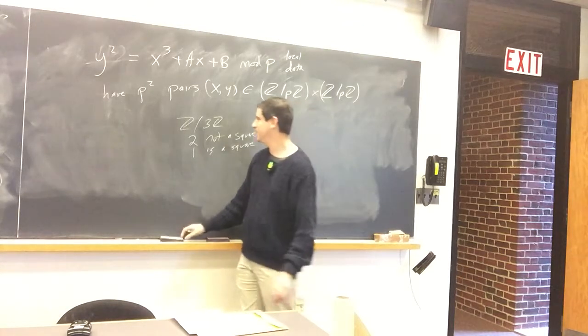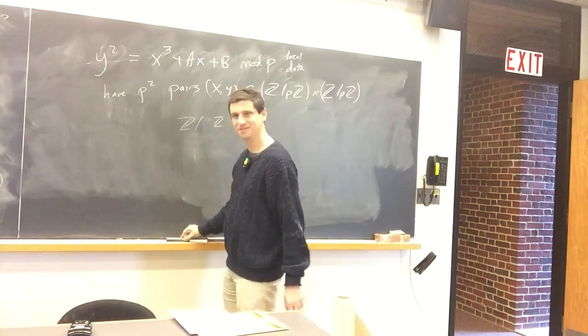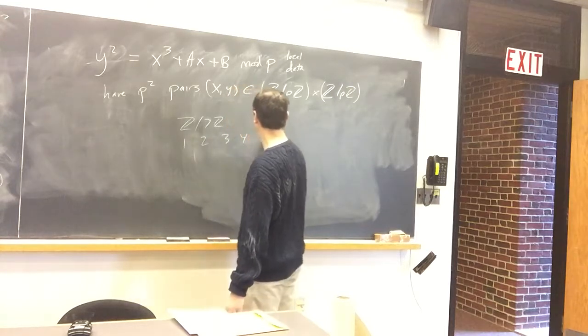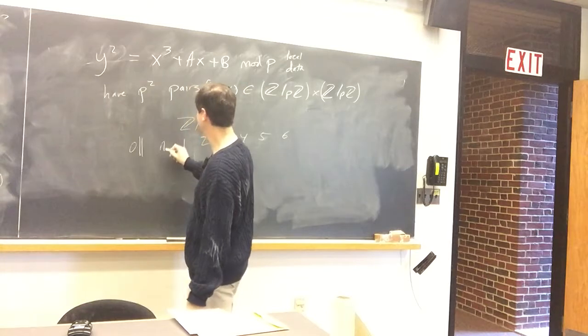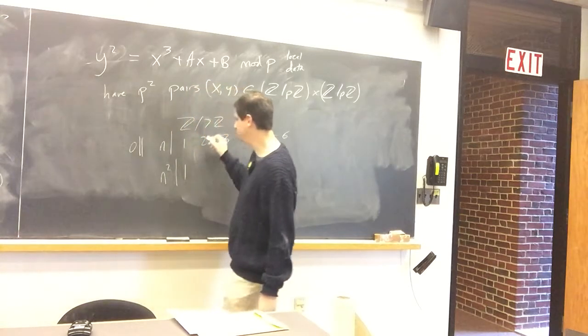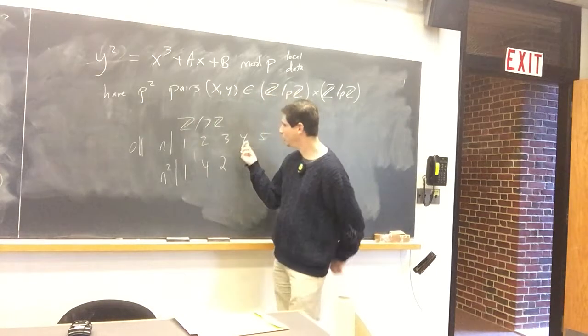All right, let's take a larger prime. Do you want to do 7? Skip over 5? Sure. So we have the numbers 1, 2, 3, 4, 5, 6. I'll put 0 as a special thing all by itself, and here's n. Here's n squared. 1 squared is 1, 2 squared is 4, 3 squared is 9, which is 2. What's 4 squared?